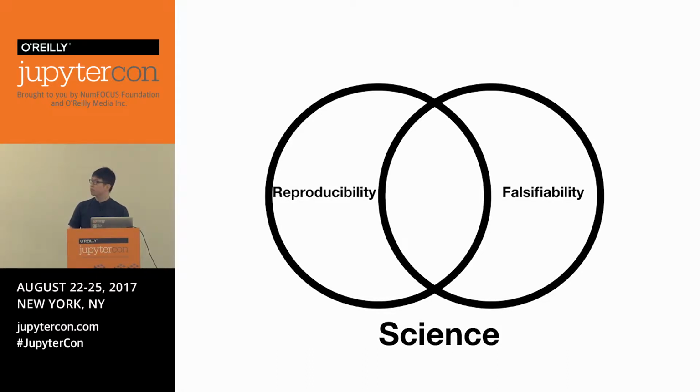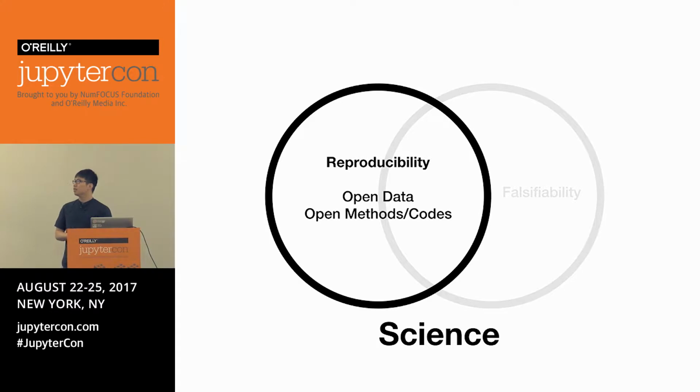And so first, reproducibility. Many speakers have talked about it. It demands open data and open methods, and in our case, the codes, so that people can go ahead, take a look at the data and basically run the same analysis through our codes, and hopefully they will get the same results as we do for a certain paper.